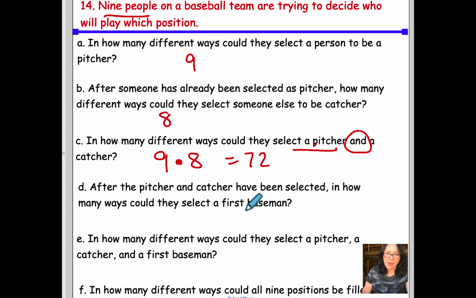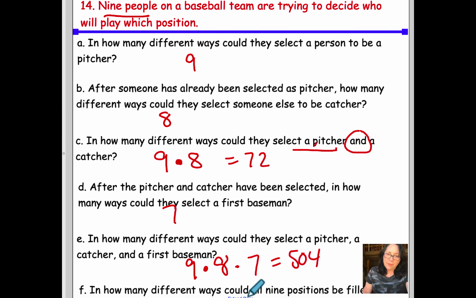After the pitcher and the catcher have been selected, in how many ways can I select a first baseman? Just 7. In how many ways could they select a pitcher, a catcher, and then a first baseman? So 9 and then 8, and then 7. And I don't know, what is that, 504?